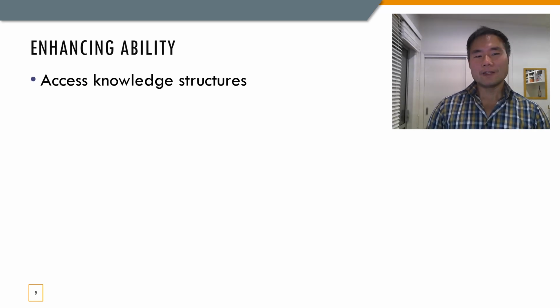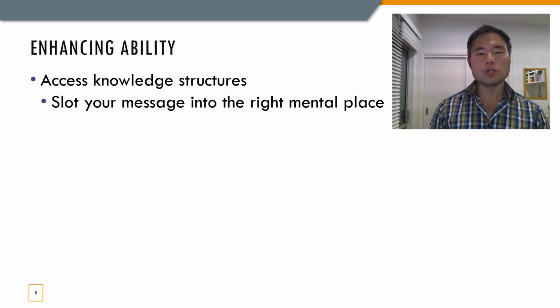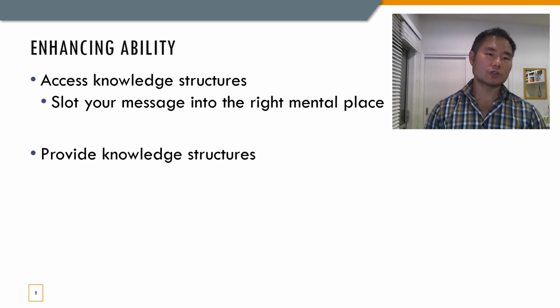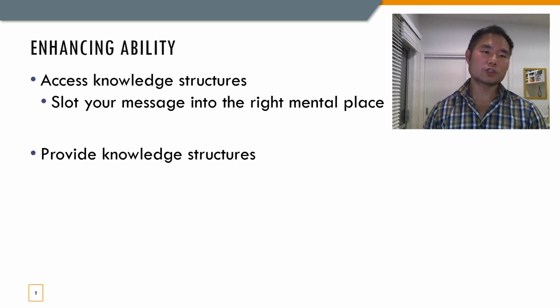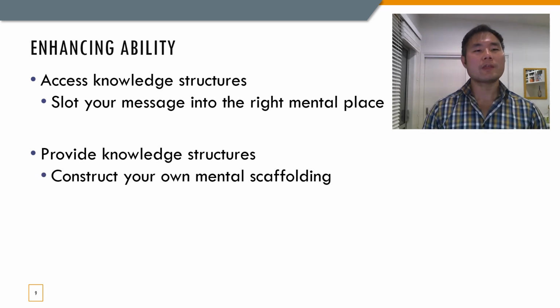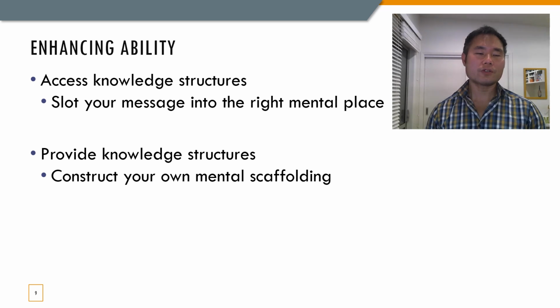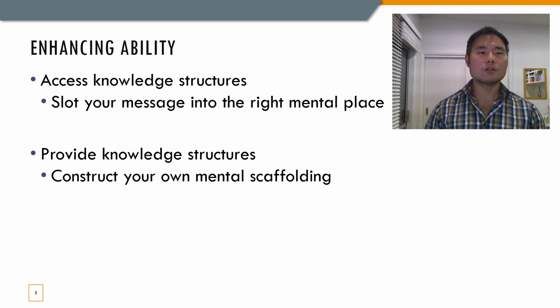Enhancing ability. So by accessing existing knowledge structures, you're slotting your message or your advertisement into the right mental place. Now, failing that, let's say you can't find a way of tapping into an existing knowledge structure, then you want to build your own knowledge structure. And I'll have an example coming up soon about how you do that for a new brand or a rebrand. But basically what you're doing there is you're constructing your own mental scaffolding so that it makes it easier for the consumers to process information and tag any new thing you're saying about your brand into an existing mental structure that they have.